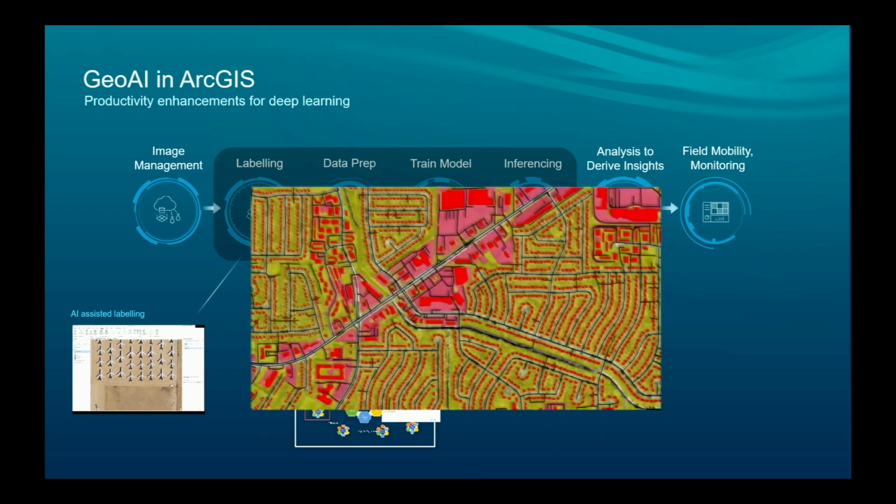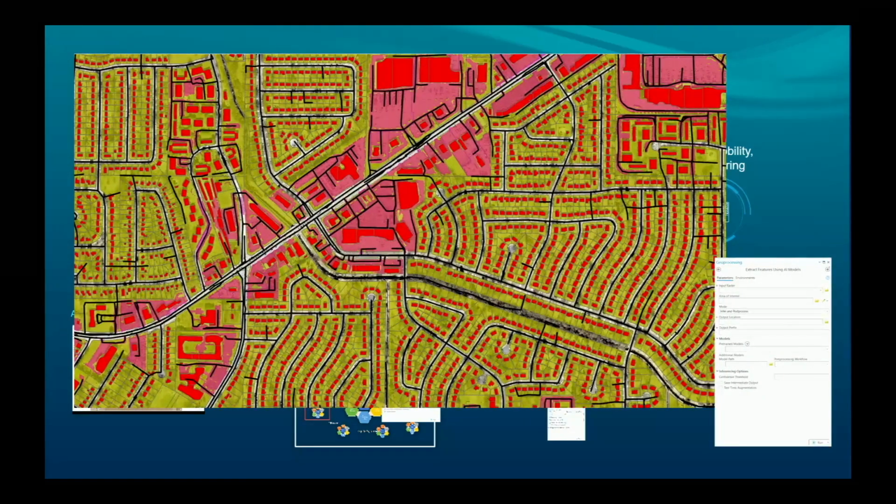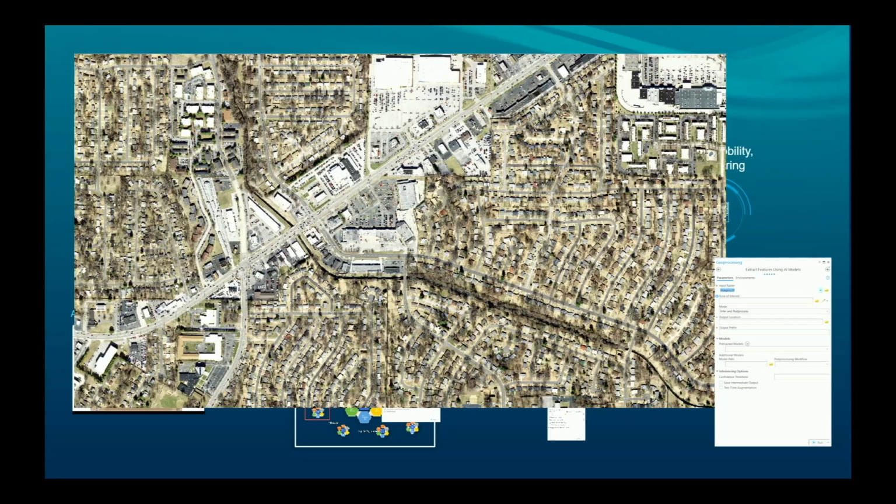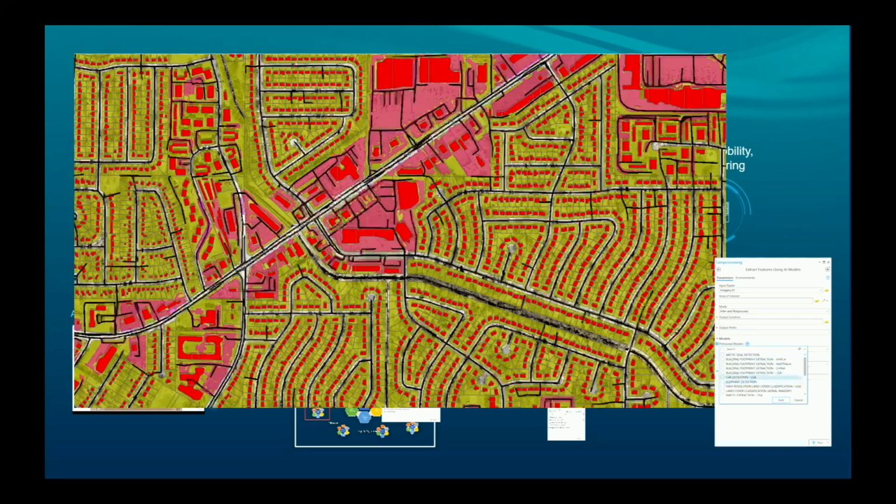And lastly, inferencing, another optimization that we've added. Essentially, in one go, you can provide a single image, you can provide multiple models and geoprocessing models for workflows, and it gives you information products from a single tool.